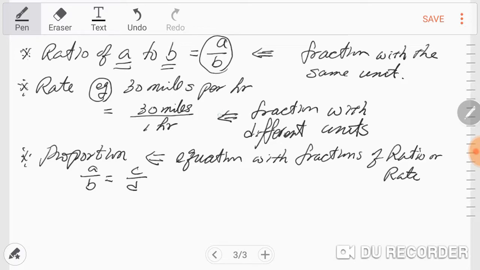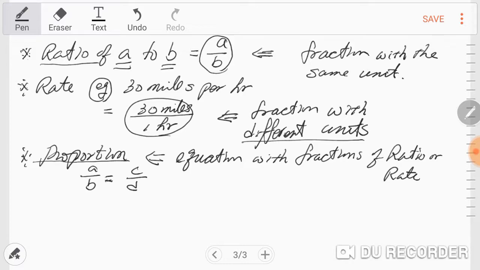And a rate is also a fraction, but with different units. So 30 miles per hour means 30 miles is the numerator, and per hour means over 1 hour. So a rate is a fraction with different units. A ratio is also a fraction, but with the same units. Then what is a proportion? Okay, a proportion is an equation that has fractions, and these fractions can be ratios or rates.